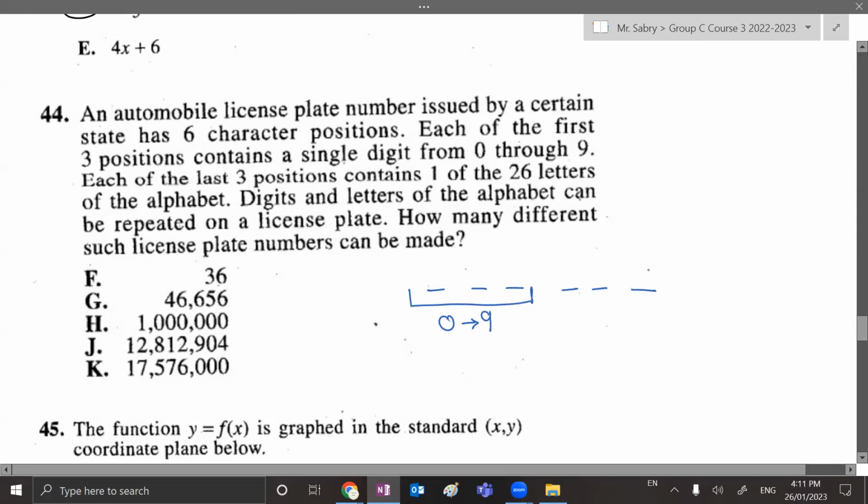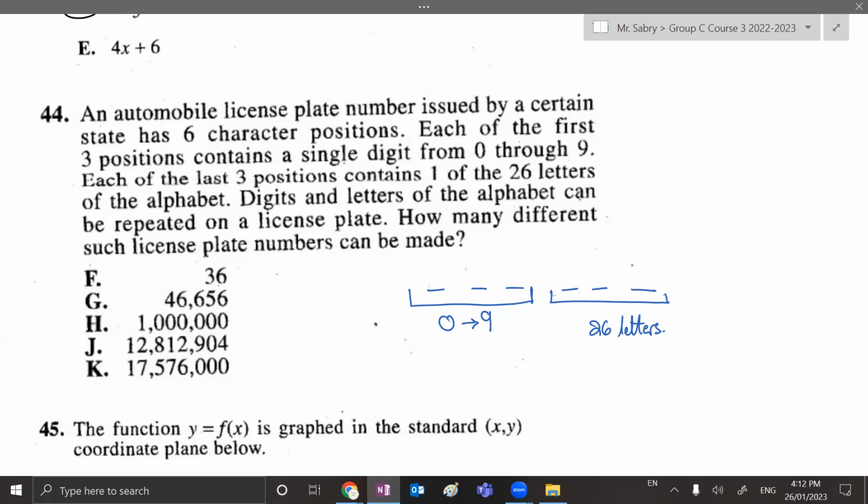But each of the last 3 positions contains one letter out of the 26 different letters available. Digits and letters of the alphabet can be replaced on a license plate. How many different such license plate numbers can be made? They did not give me or tell me any kinds of restrictions. What do I mean by restrictions? They did not tell me that the first number has to be an even one, for example, or that I can't repeat the same letter over and over, or I can't repeat the same number over and over. So it's easy actually now to be solved.